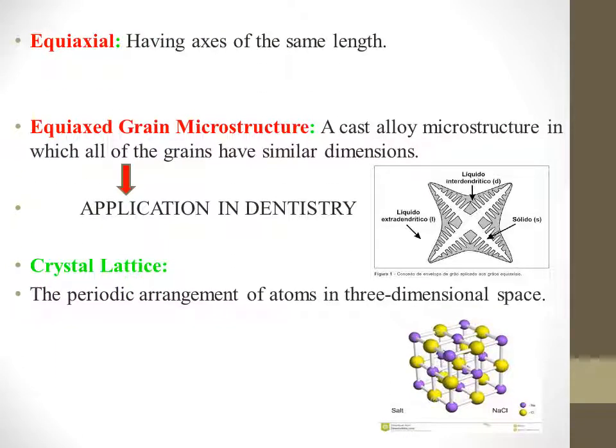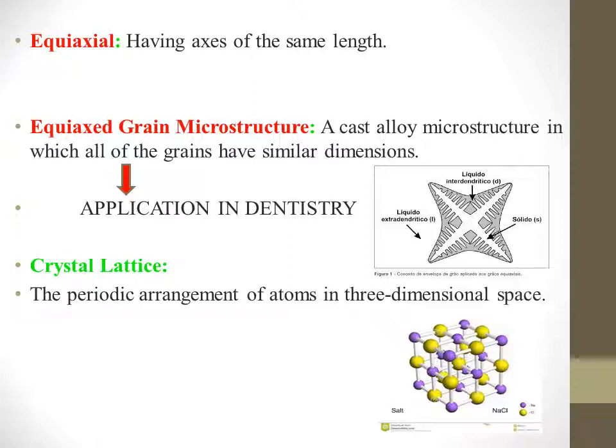Equiaxial is basically the term used because we've said that the dimensions of all the grains are the same and the axes have the same length. So if you can appreciate from the diagram on the right, this is an equiaxial or equiaxed grain structure, a cast alloy microstructure in which all the grains have similar dimensions. And this is very important in dentistry, that we require an equiaxed microstructure for the best properties.